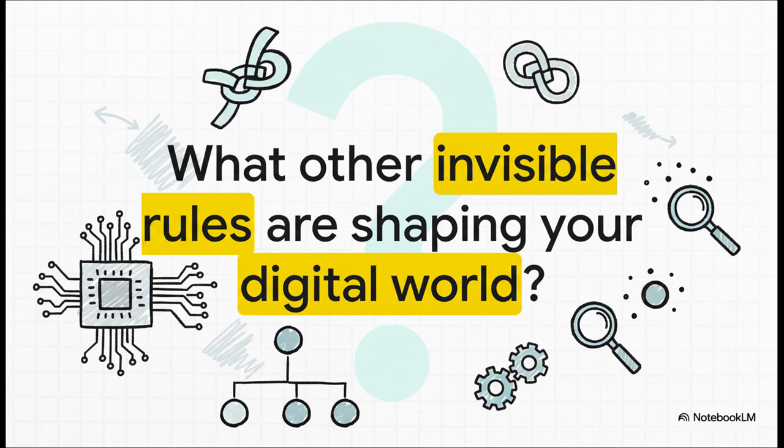This is just one tiny example. So the next time you search for something and get that instant result, just remember the invisible rules and the clever trade-offs that are making it all possible. What other hidden algorithms do you think are shaping your digital world right now?